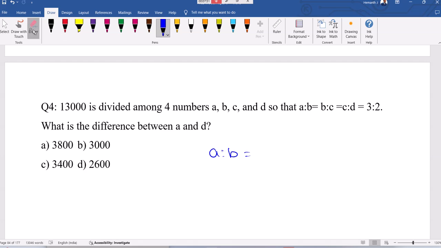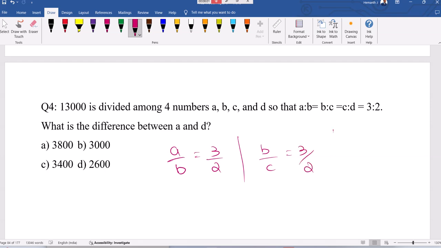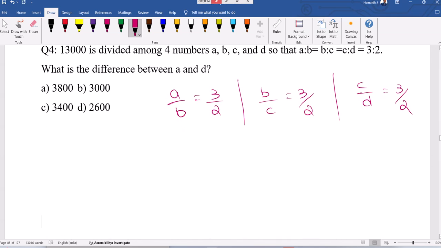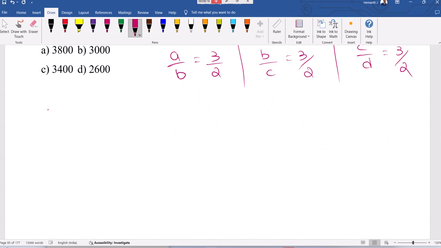They gave A and B as 3 by 2, which means I can write it like this. A by B is 3 by 2, B by C is 3 by 2, C by D is also 3 by 2. Or else you can put it in the normal way. So the question is the difference between A and D.